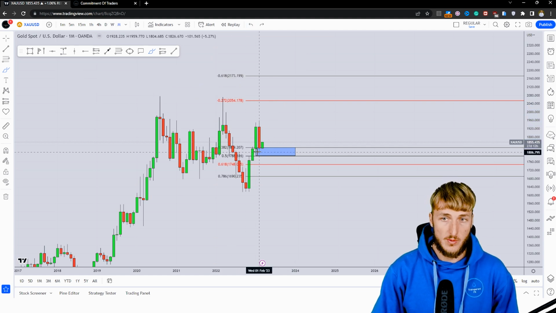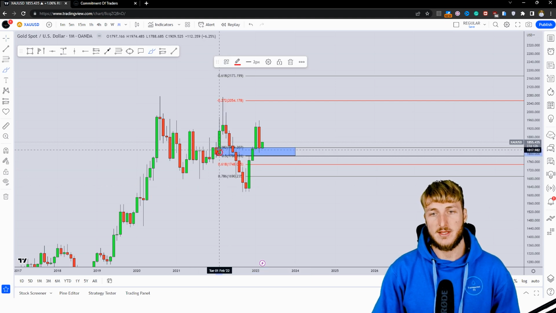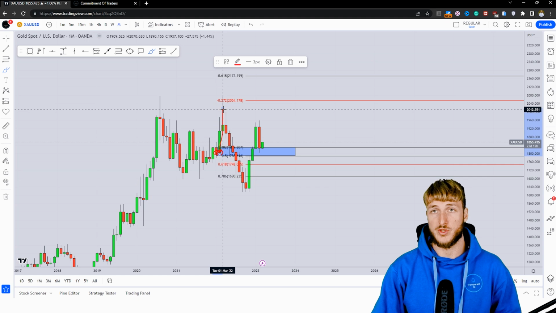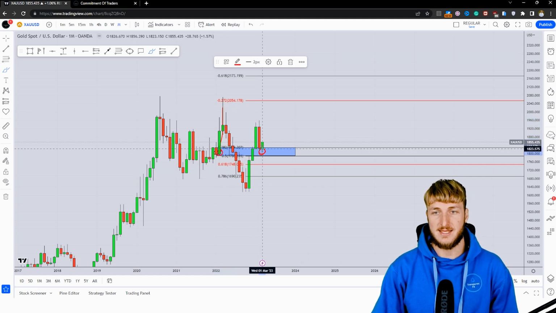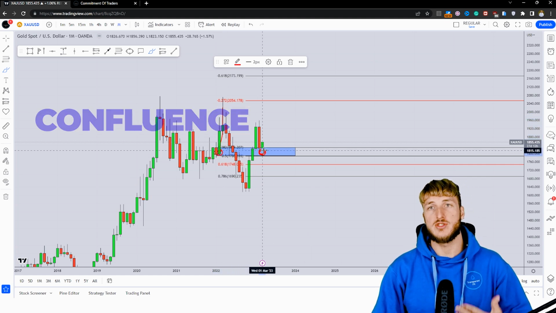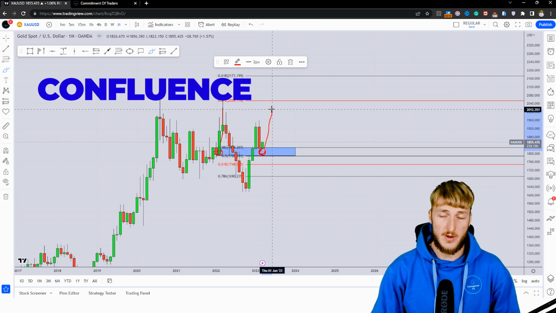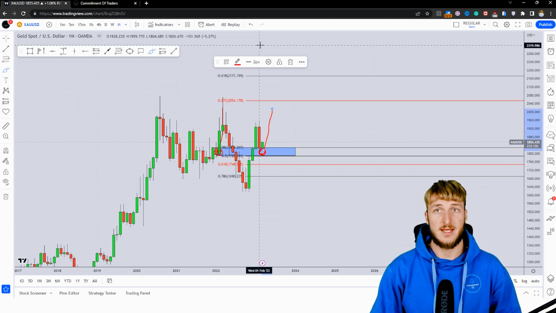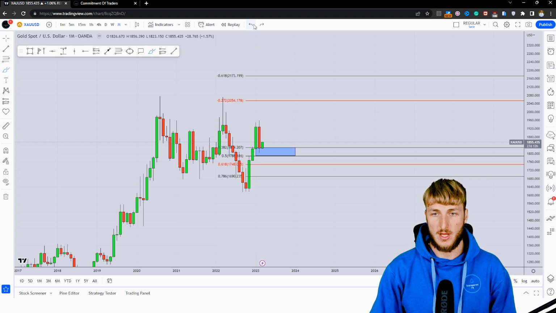We can also notice how if we extend this area to the left, this was the previous demand and support from which this move to the upside was created. As the market is testing exactly the same zone, this creates confluence of support at this area that we could, in fact, as we just said, expect the market to reject to the upside.